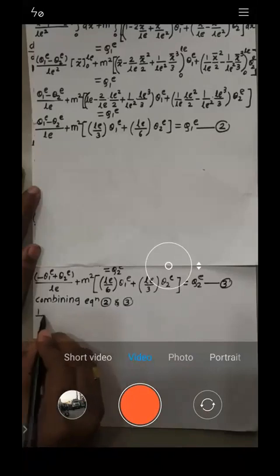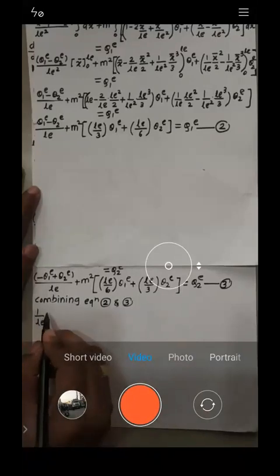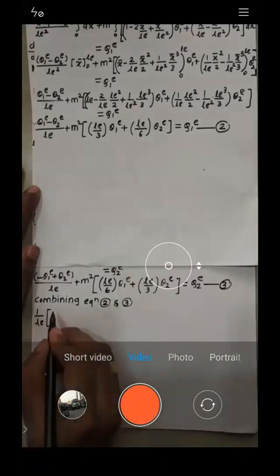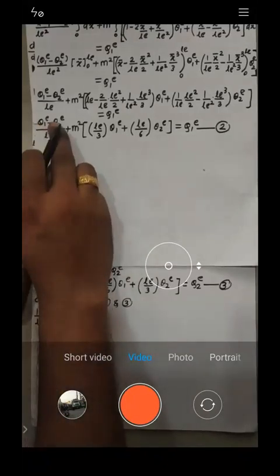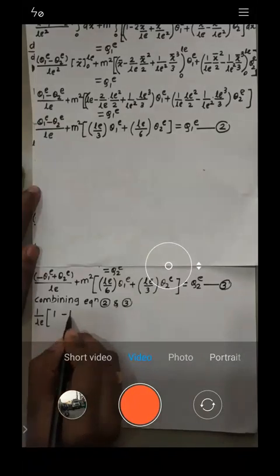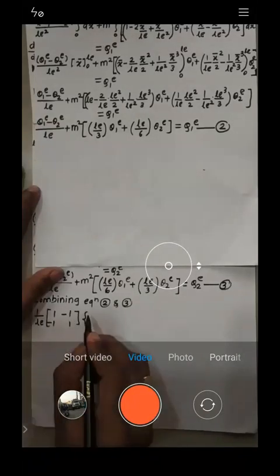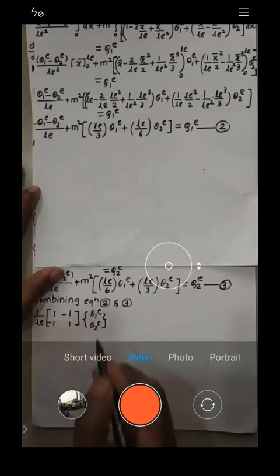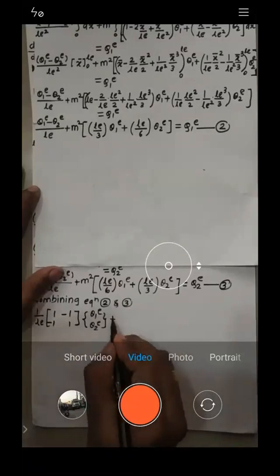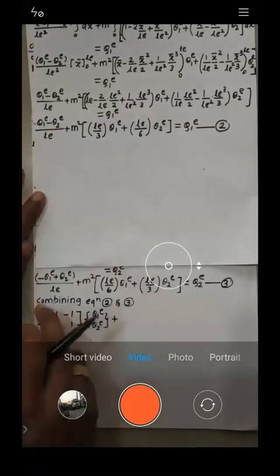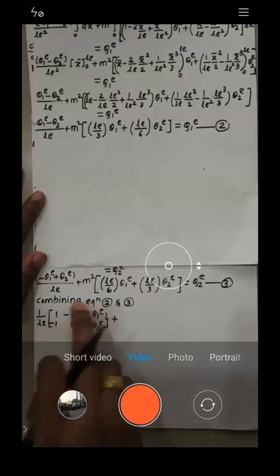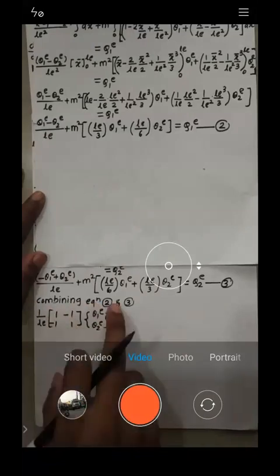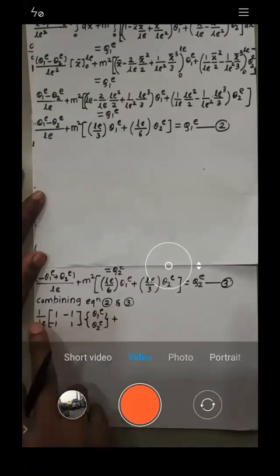So it's 1 by LE, 1 by LE. See here, 1 by LE, 1 by LE is common. Here it is 1, here it is minus 1, here it is minus 1, here it is 1. So 1 minus 1 minus 1, 1. This is to be multiplied by theta 1 E, theta 2 E. Is it okay? See here, Q1E minus Q2E by LE. See here, minus Q1E plus Q2E by LE. Is it okay? Now go with the second part.